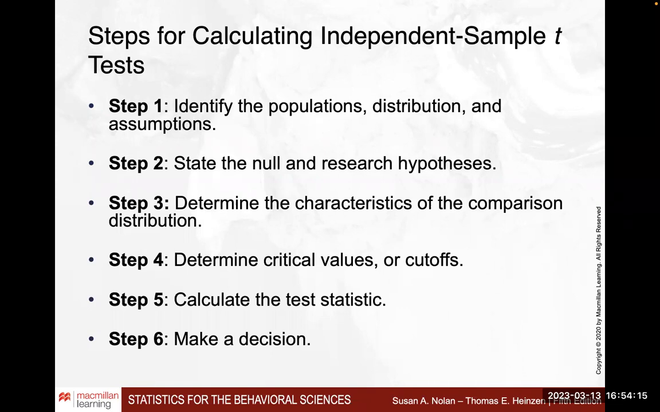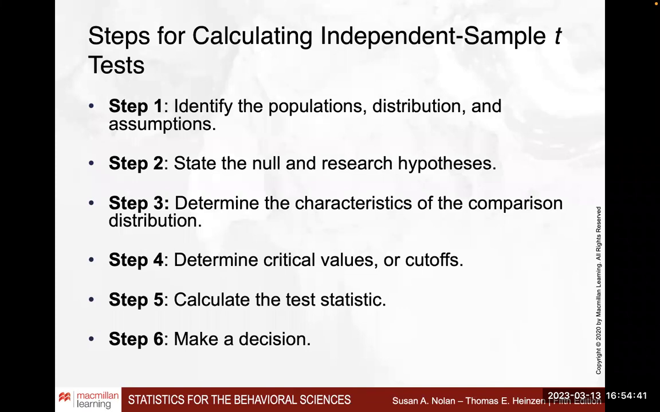Then we state the null and research hypothesis, where again, under the null hypothesis, we assume that there's no difference between the 2 samples. Under the research hypothesis, there is a difference. Again, this is a 2-sided test, so we assume 2.5% of potential type 1 error on each side. Same concept applies.